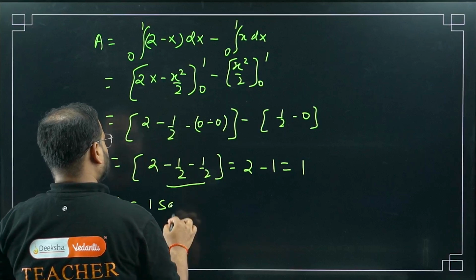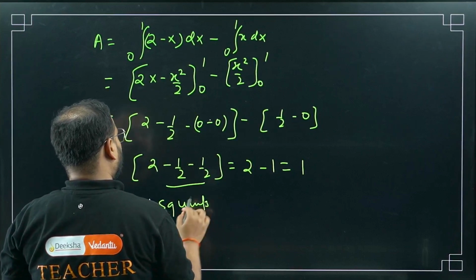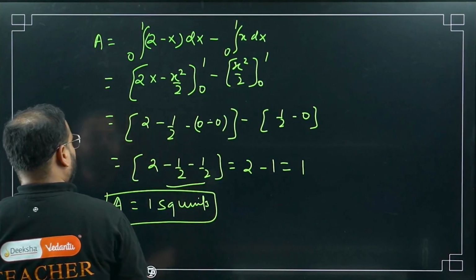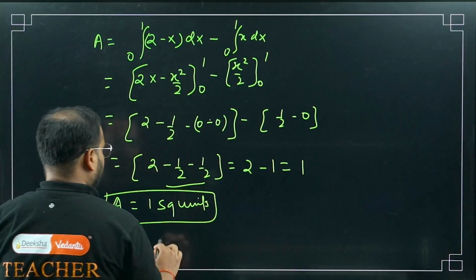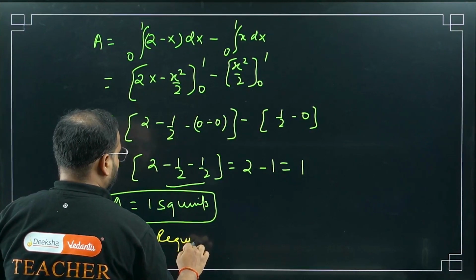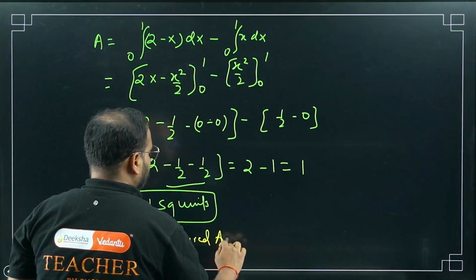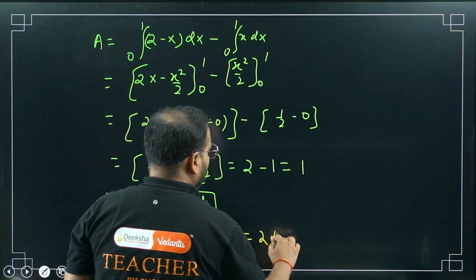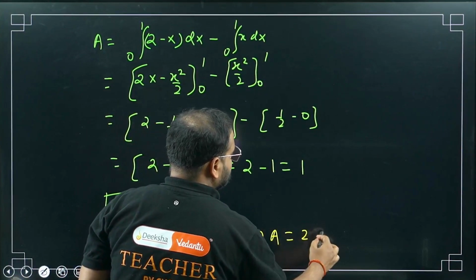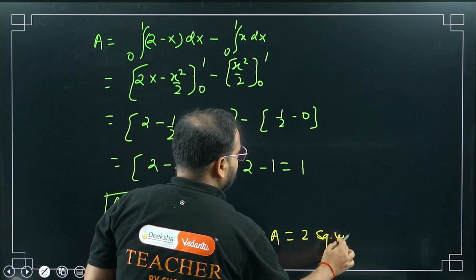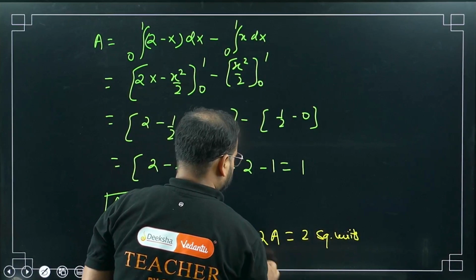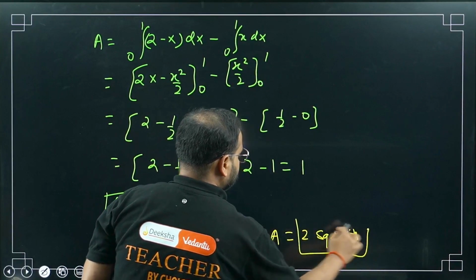So 1 square units. But are we looking for 1 square unit? No, sir. We are looking for what? We are looking for the required area. Required area is what? If you remember, I told you 2 times of A. So 2 times of 1. Simply 2 square units. This is my final answer.